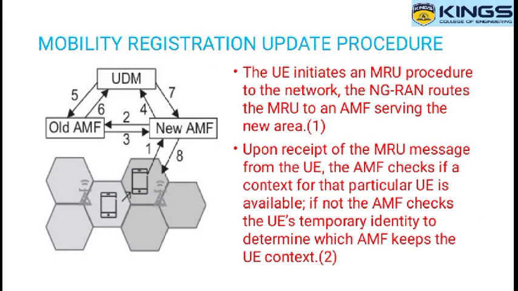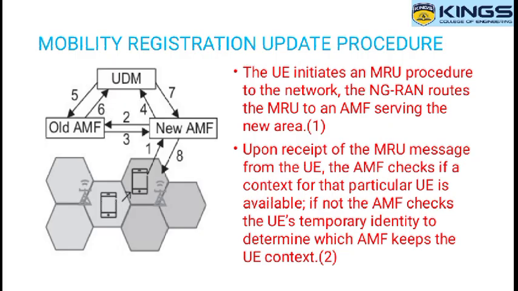This is the mobility registration update procedure. The UE initiates an MRU procedure to the network, and the NG-RAN routes the MRU to an AMF serving the new area. That is the first step.